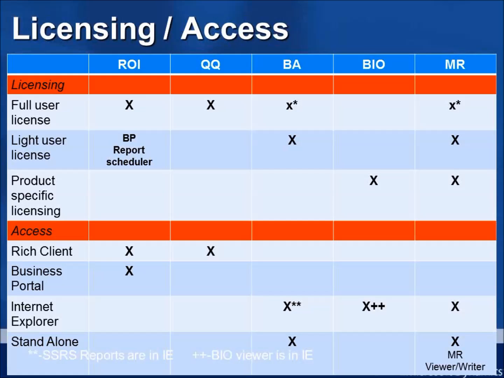Access-wise, again, ROI, you're going to be either in the Rich Client or in Business Portal. Quick Query, you're going to have to be in the Rich Client. With BA, again, it's outside. It's either Internet Explorer or standalone, depending on how you're using it. Same with BIO. You're going to have your own viewer that's usually either standalone, or you can use the built-in viewer through Internet Explorer. And then Management Reporter as well. You have the ability to view the information through its own custom viewer, but also through Internet Explorer as well.